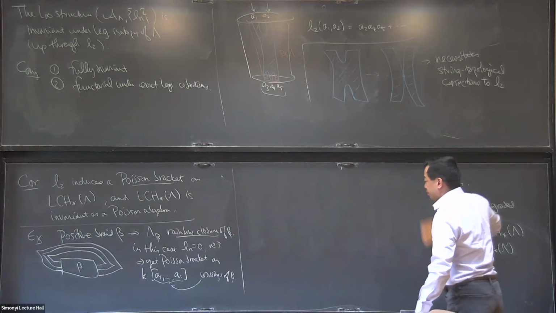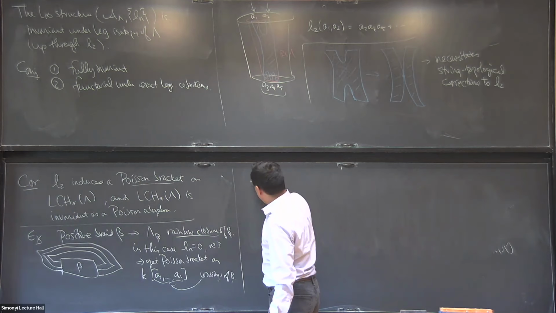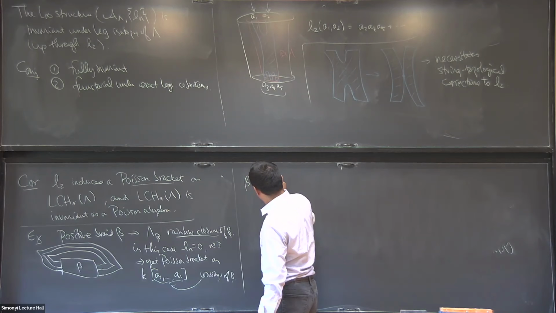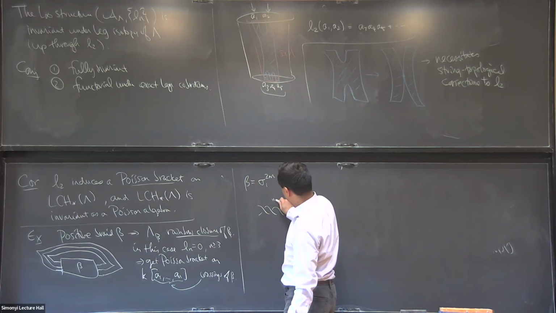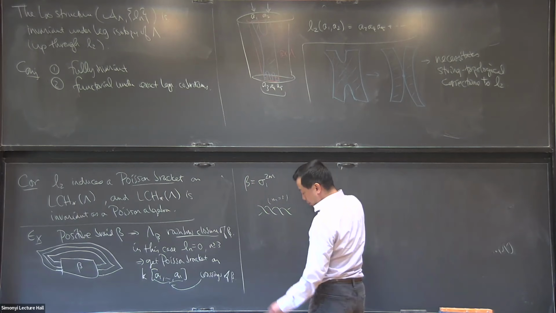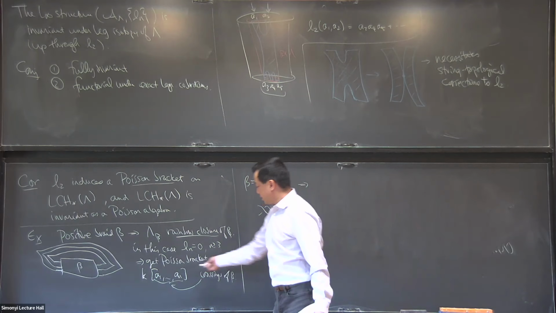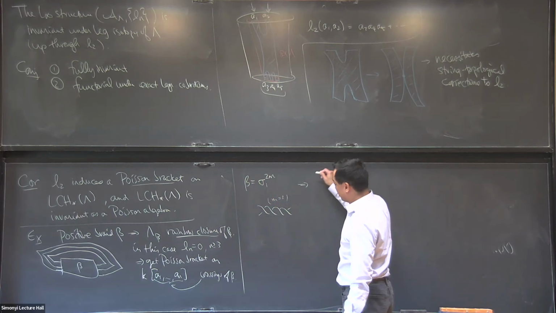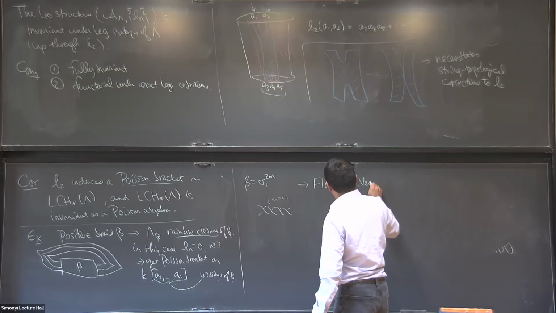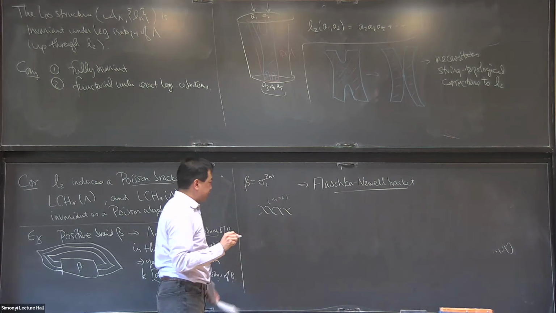In the case where beta is a two braid, which is sigma one to the something even, something like this, so n equals two, you can run this process, and you end up with a Poisson bracket on one of these polynomial rings, n in this case being 2m. This Poisson bracket is actually known. It's something that people have studied before. It's called the Flaschka-Newell bracket, which my notes attribute to a paper from 1982. So this has been around for a while.